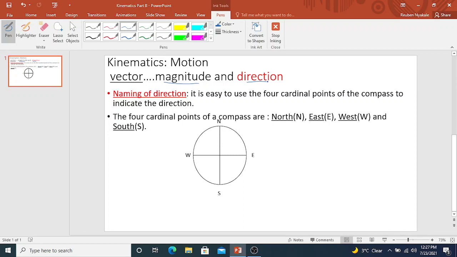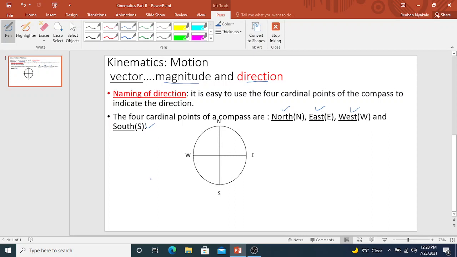It is easy to use the four cardinal points of the compass to indicate direction. Or rather, we'll be naming direction using the four cardinal points of a compass. What are the four cardinal points of a compass? They are north, east, south, and west. Those are the four cardinal points that we'll be using to name the direction of a vector in your kinematics. That's what we'll be dealing with, good people.